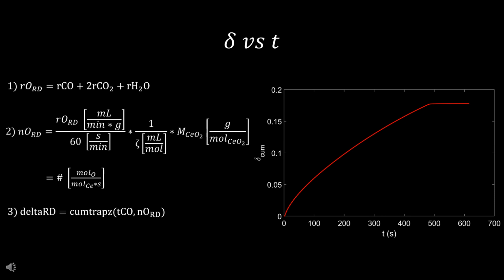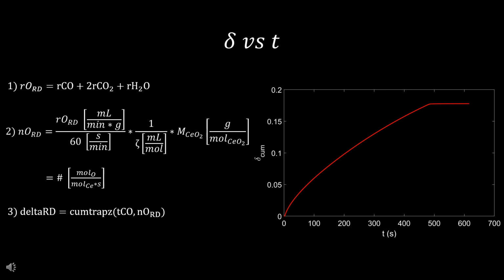The second step requires you to convert the flow rate into a molar quantity, where rho reduction is the reduction rate from before, zeta is a conversion factor from milliliters to moles, and MCeO2 is the molar mass of the metal oxide. After canceling out the necessary terms, you should end up with moles of oxygen per mole of ceria per second. The last step is to plot the number of moles versus time using the cumulative trapezoid function, where we get the figure on the right.